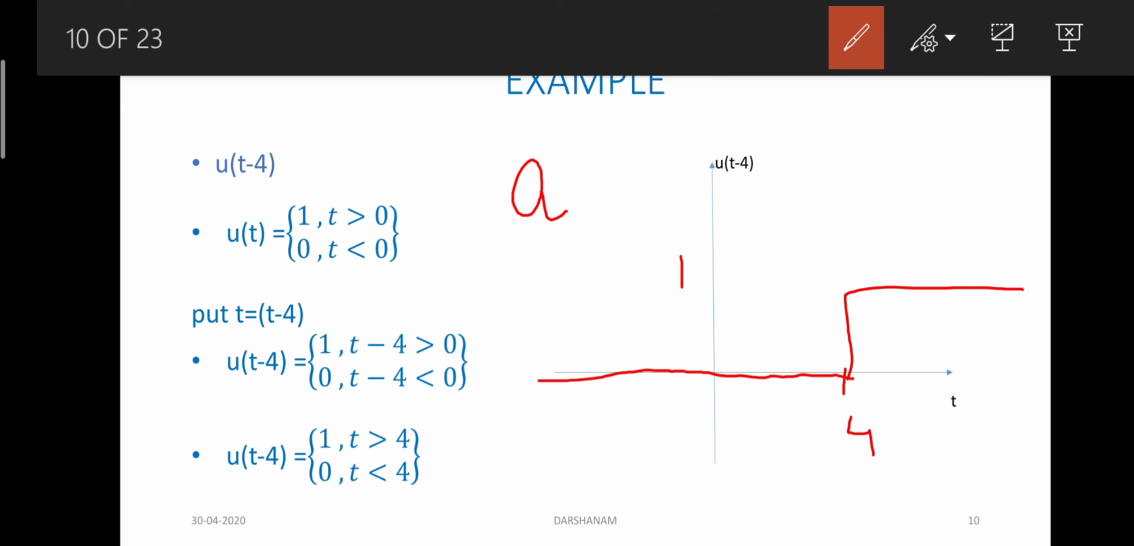So we can conclude that u of t minus a is the right hand side shifted version of the unit step function. Here a can be any value. If 1, 2, 3 or 4, any value, it will be shifted to the right hand side by that a unit.